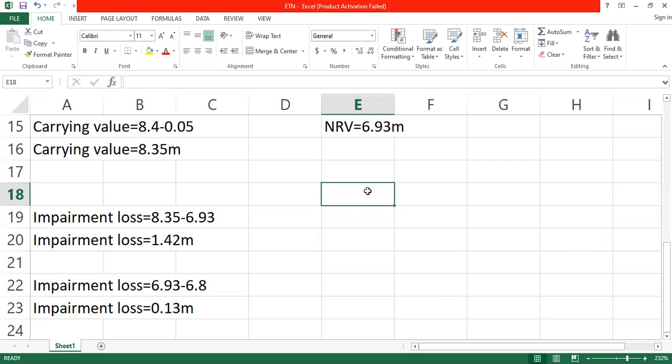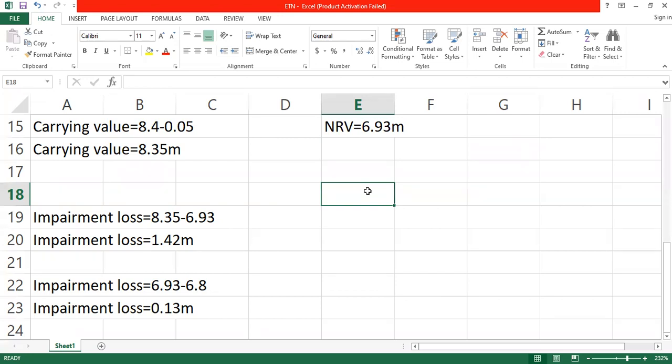Which is no longer up to 1 year. The classification should last for at least 1 year. Then why have you done the impairment loss? The impairment loss will be 1.42 and 0.13. It's two impairments. No, not that one. I mean the 0.13. That is what I don't get.